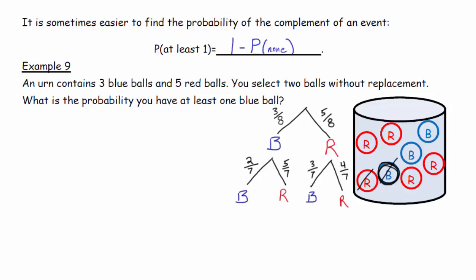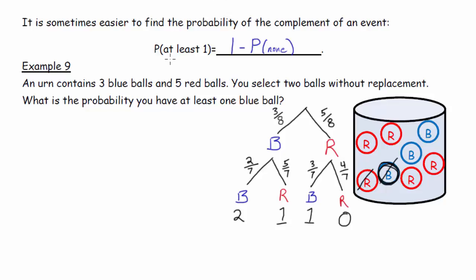All right, so the question we asked was, what is the probability that I get at least 1 blue ball? So here, if I got a blue and a blue, that would be 2 blues. If I got a blue and a red, that would be 1 blue. If I got a red and a blue, that would be 1 blue. And if I got a red and a red, I would get no blue.